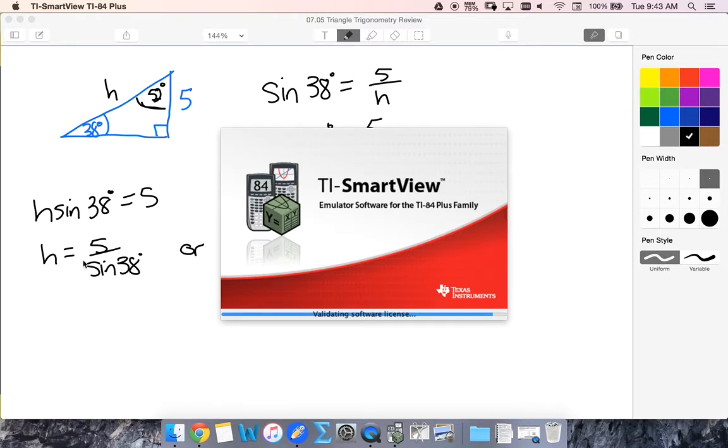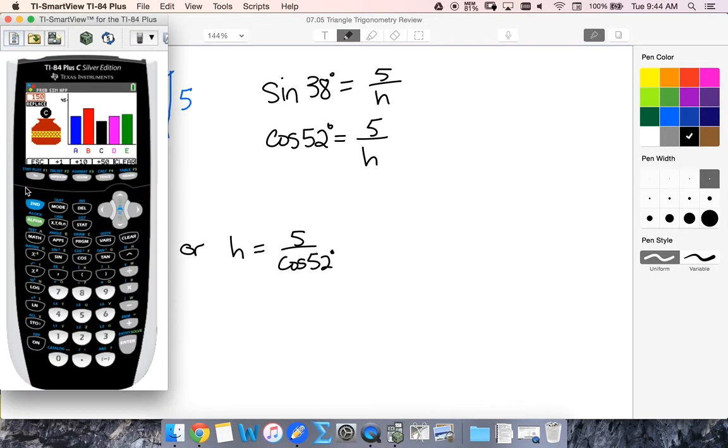We could say that either one of these is the exact value, but now if we want the decimal approximation, we should end up with something that's bigger than 5. Let me just escape out of this. All right, so let's first of all make sure that our calculator's in degree mode. Mine right now is in radian, so I need to go down and change it to degrees. I'm going to come back to the home screen. So we had 5 divided by sine of 38. And we also had 5 divided by cosine of 52.